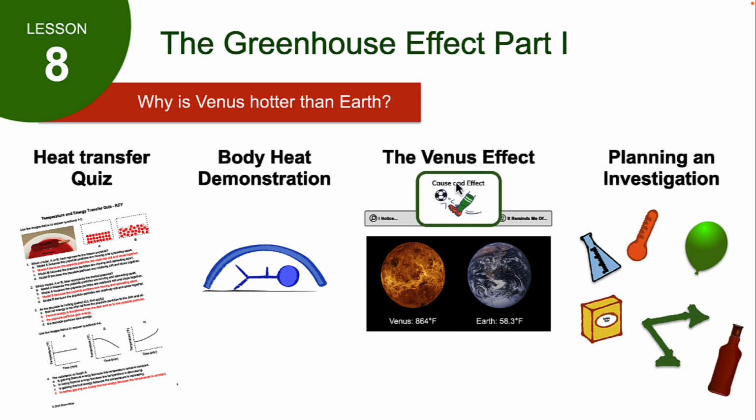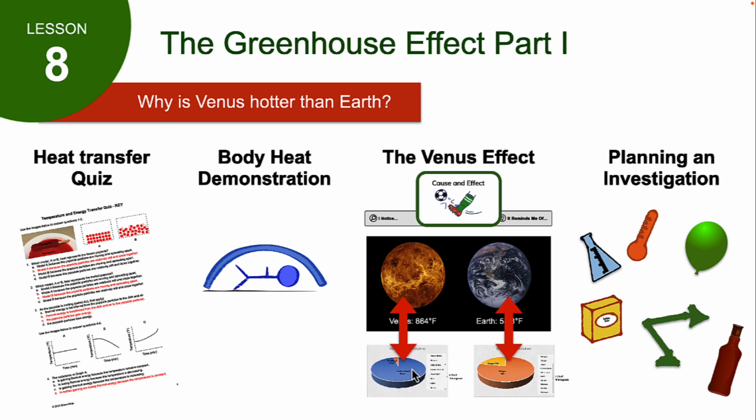A short presentation allows students to test out a few ideas and finally identify that Venus's atmosphere is much richer in carbon dioxide than Earth's. Could this be the cause? We then provide students materials to start planning an investigation to test out if an atmosphere with carbon dioxide warms up more than an atmosphere of plain air.